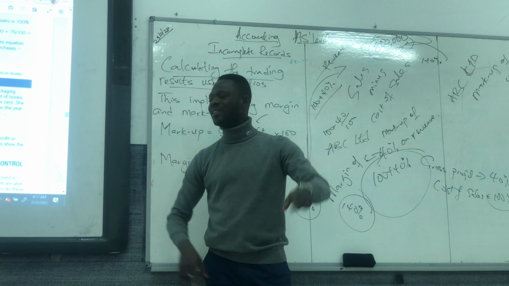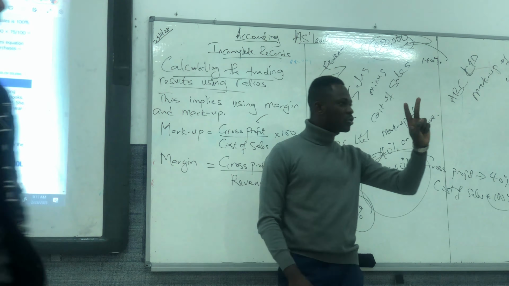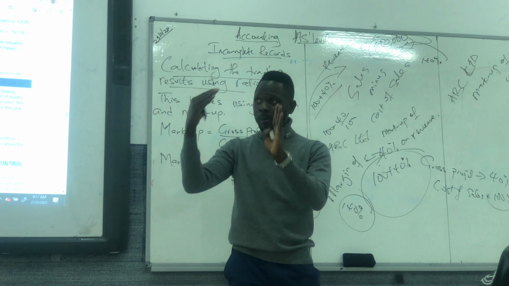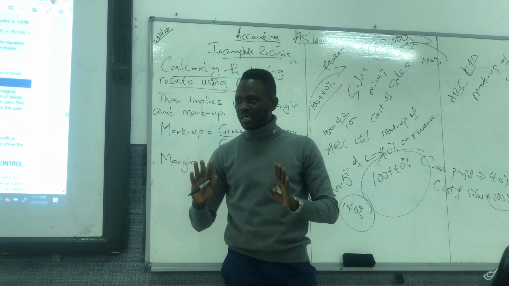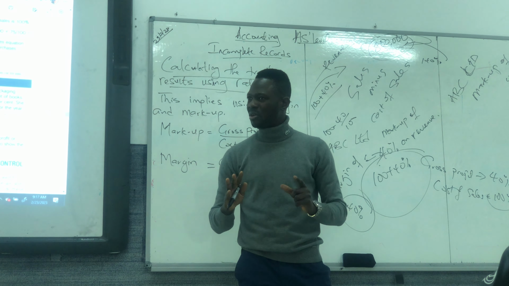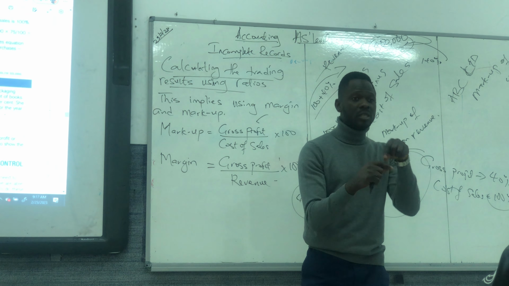Just listen. There are two things we need to know here. For our markup, we have 100%. They said we are having a markup of 40% in our revenue. Without revenue, we can't talk about profit. Yes or no? Without revenue, we cannot talk about the gross profit.